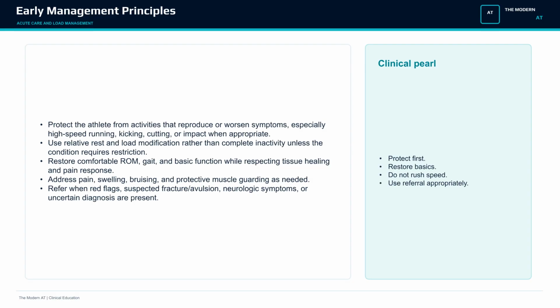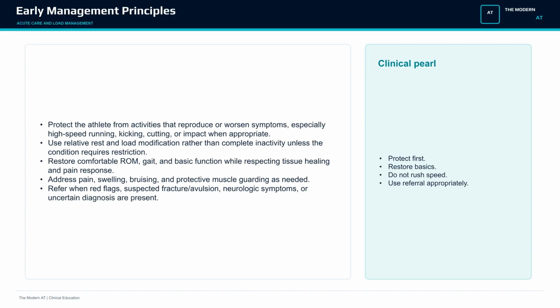Early management begins by protecting the athlete from activities that worsen symptoms. That may mean modifying sprinting, kicking, cutting, impact, or contact. Use relative rest and load modification rather than complete inactivity unless the condition requires restriction. Restore comfortable range of motion, gait, and basic function while respecting tissue healing and pain response. Monitor swelling, bruising, pain, and guarding. Refer when red flags, suspected fracture or avulsion, neurologic symptoms, systemic signs, or diagnostic uncertainty are present.